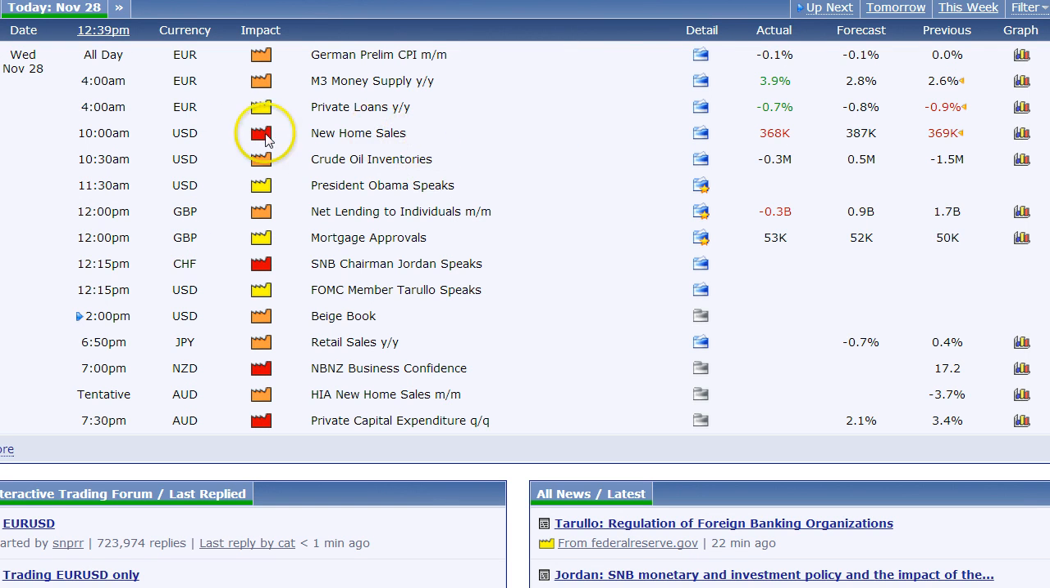We had new home sales come out for the US dollar, and they were pretty poor, 368,000 compared to a 387,000 expectation. So a pretty rough announcement for the US dollar, which obviously, when we look at the charts, you can see the US dollar weakness showing, and so that is what happened today.